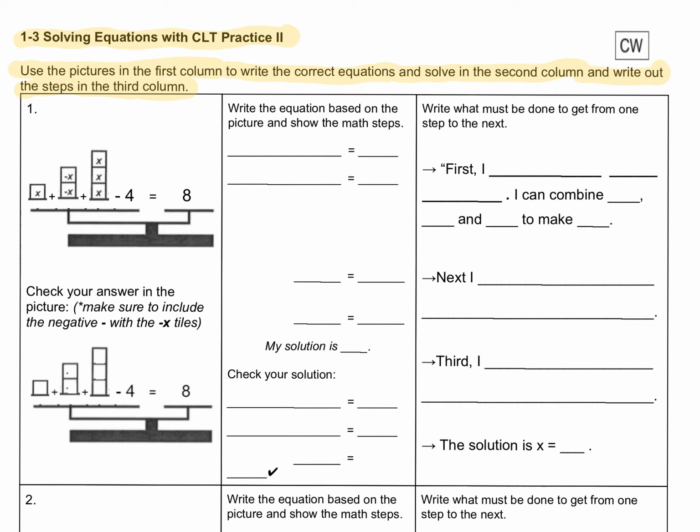So if I look at number 1, I see 1x, negative 2x, and 3x. x minus 2x plus 3x. I also see minus 4 equals 8.